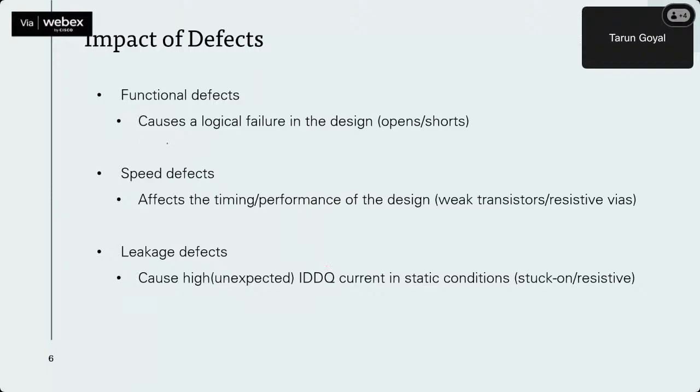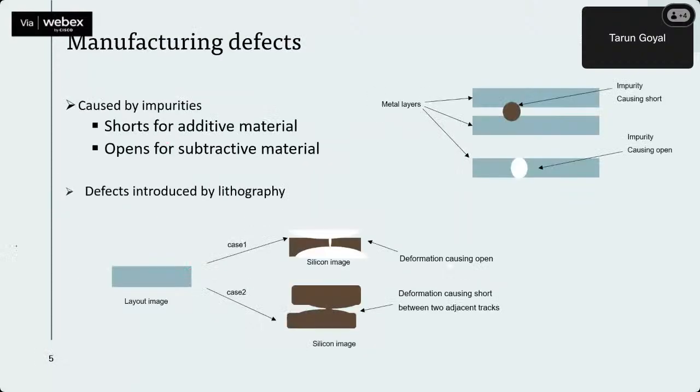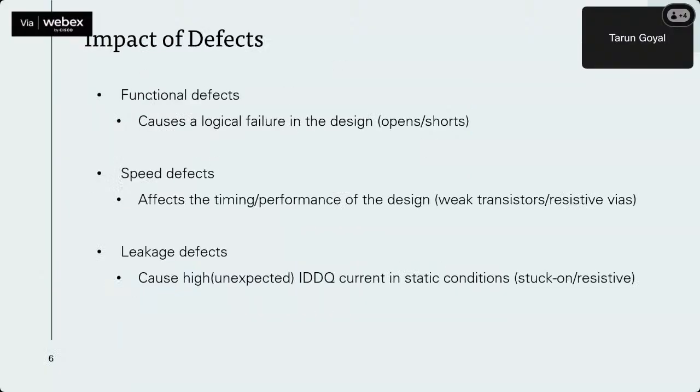Suppose there was a short from the lithography process. This was creating a short. It may be a functional defect, which can cause a logical failure. Suppose there was an AND gate that is always tied at zero, then the AND gate is always giving you zero, irrespective of its input. So that is also a logical failure.